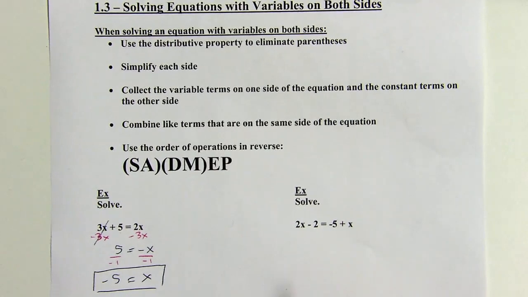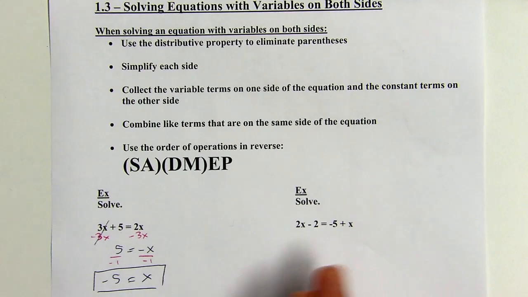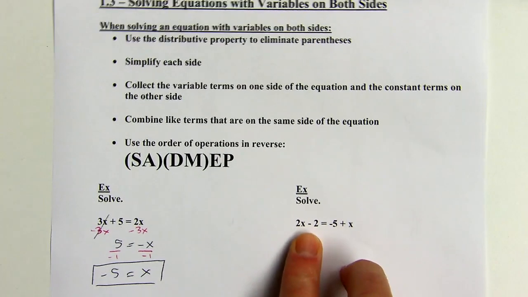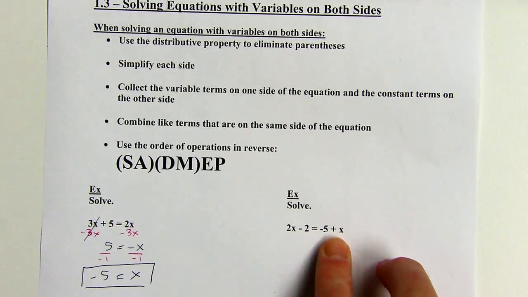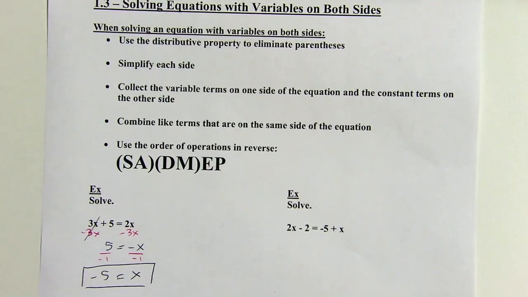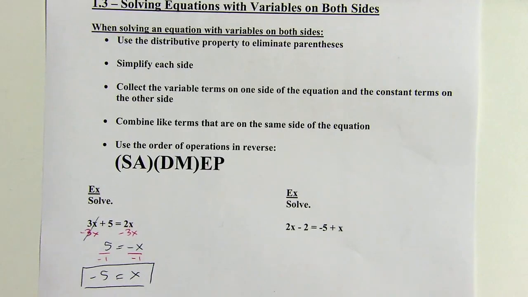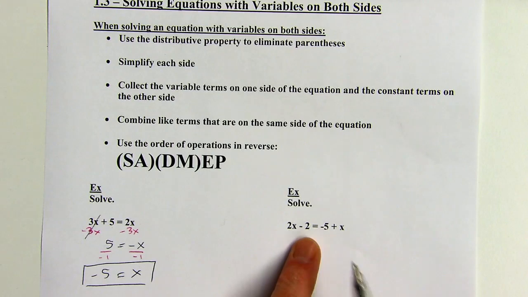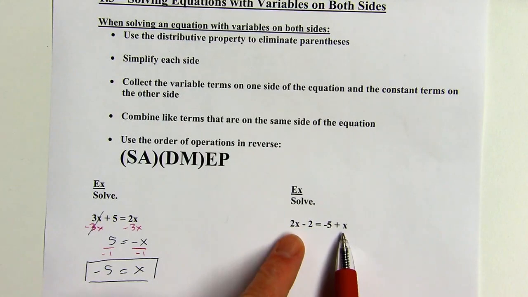Okay, so let's try this next one here. So there's no parentheses. So next thing, I want to simplify each side, but there aren't any like terms on the left. There aren't any like terms on the right. So nothing I can do there. Okay, then I want to get my x terms all on one side of the equation and the constant terms on the other side. A constant, by the way, is just a term that doesn't have a variable like the -2 or the -5.